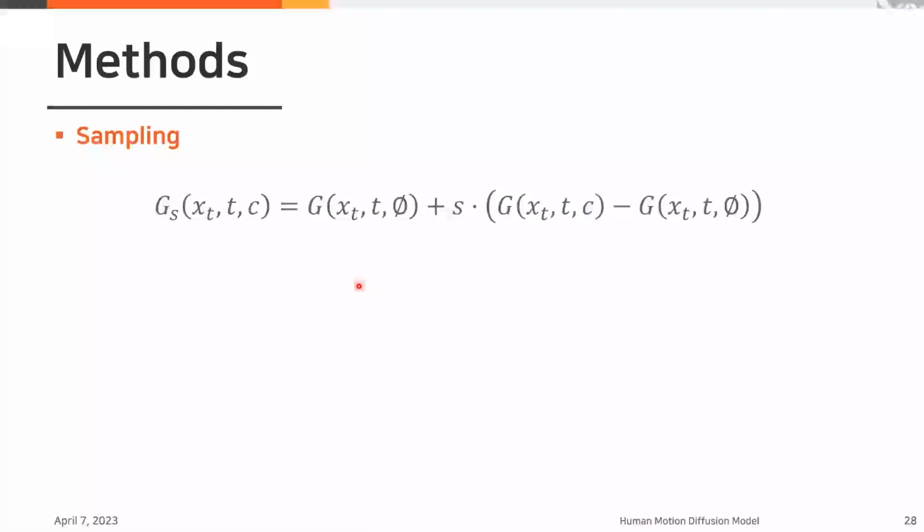And as I said before, MDM uses classifier-free guidance. Here the null means that there's no condition, and S denotes the guidance scale, which the professor asked about a few minutes ago. As S gets larger, more plausible results will be generated while losing some diversity. The results will be on the later slides, but users can determine the value of S during runtime to get the results they want.